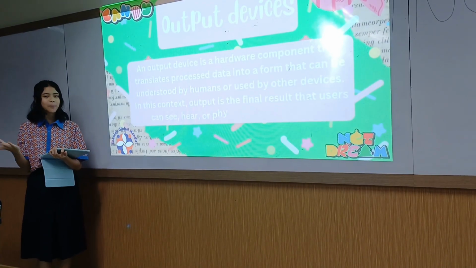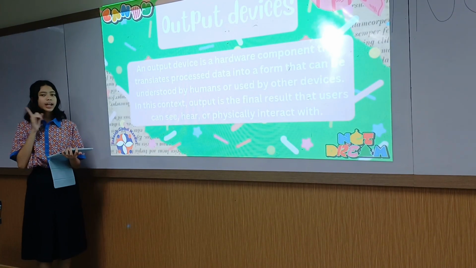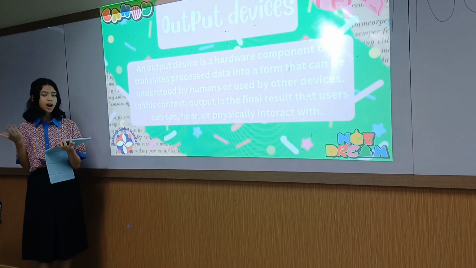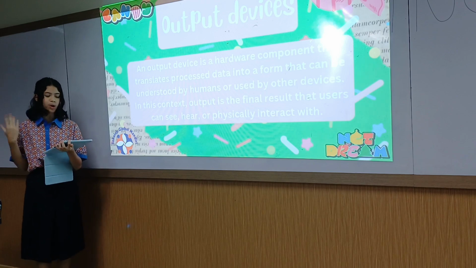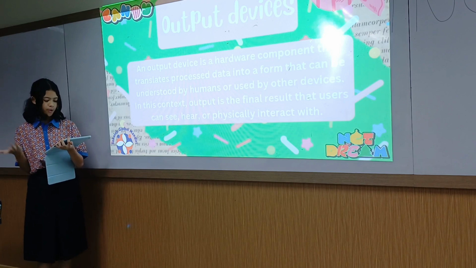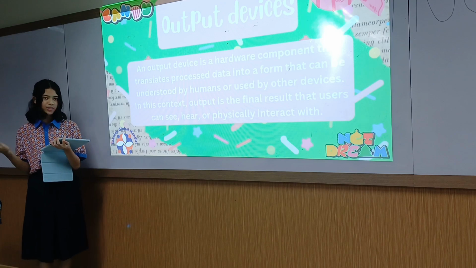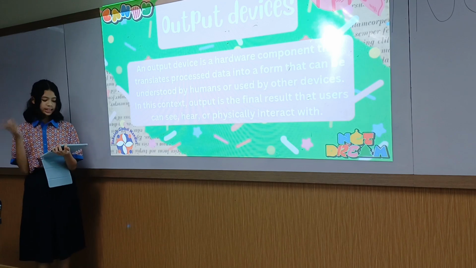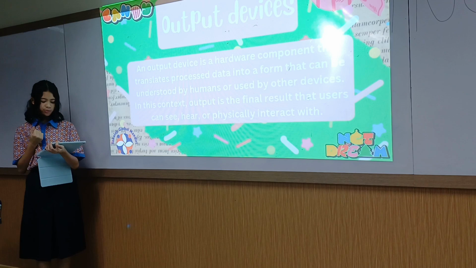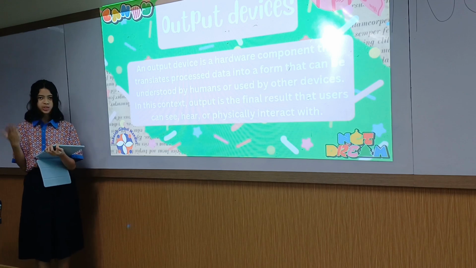Next, we're going to learn about output devices. An output device is a hardware component that processes data into a form that can be understood by a human or used by another device. In this context, output is the final result that users can see, hear, or physically interact with.